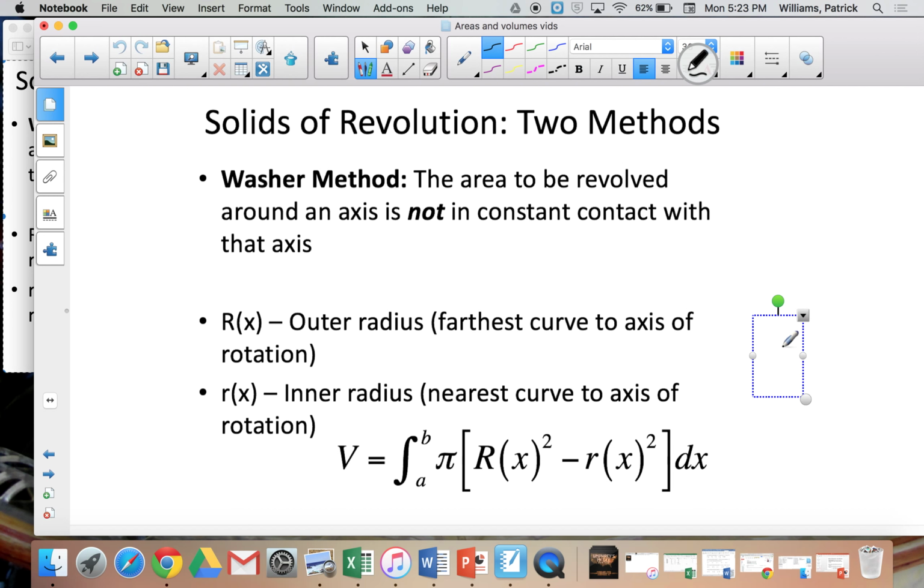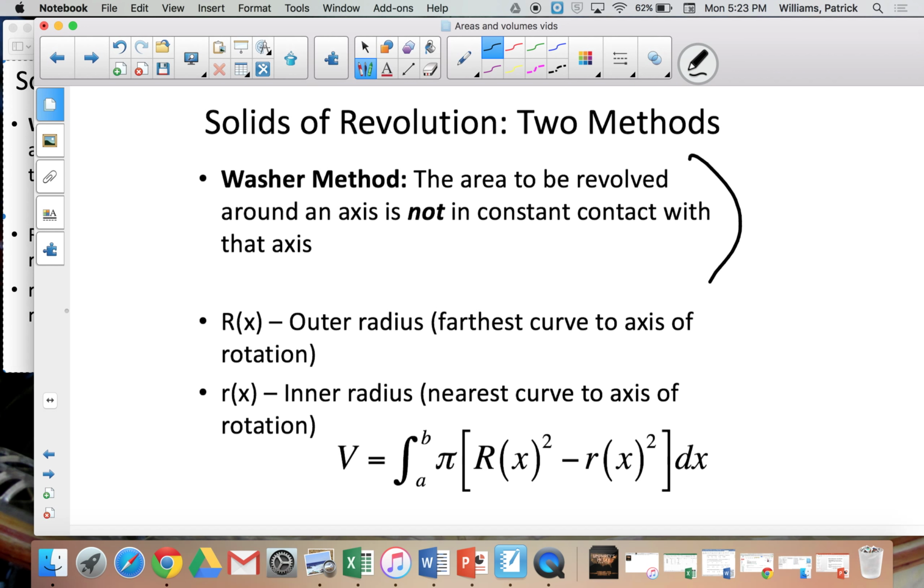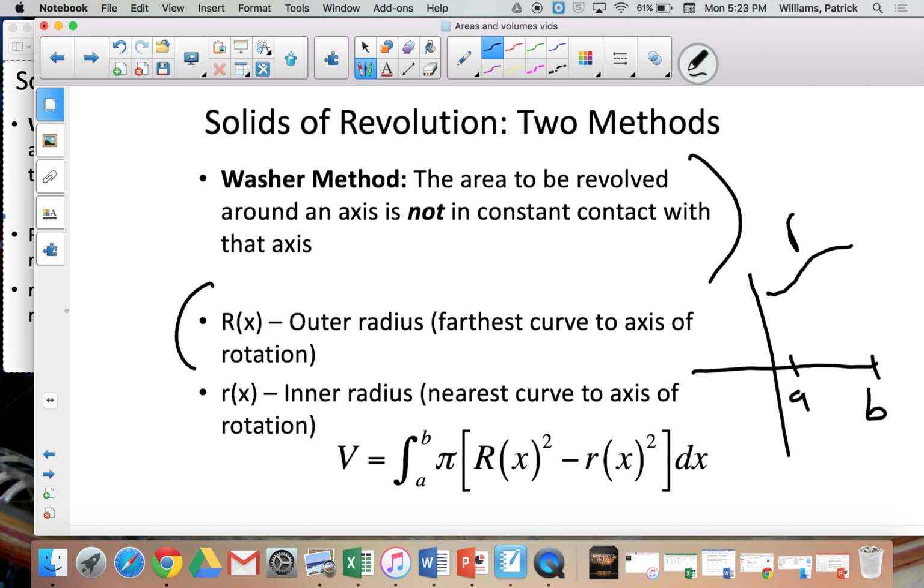So here, if we're talking about the washer method, again, we're going to be using the washer method when the area that we're revolving is not in constant contact with the axis of rotation. In this case, what we have to do is define an outer radius, meaning this is the curve furthest from the axis of rotation. So to visualize this, let's say we had a curve from A to B, and it looked like this, and we were rotating about the x-axis in this case.